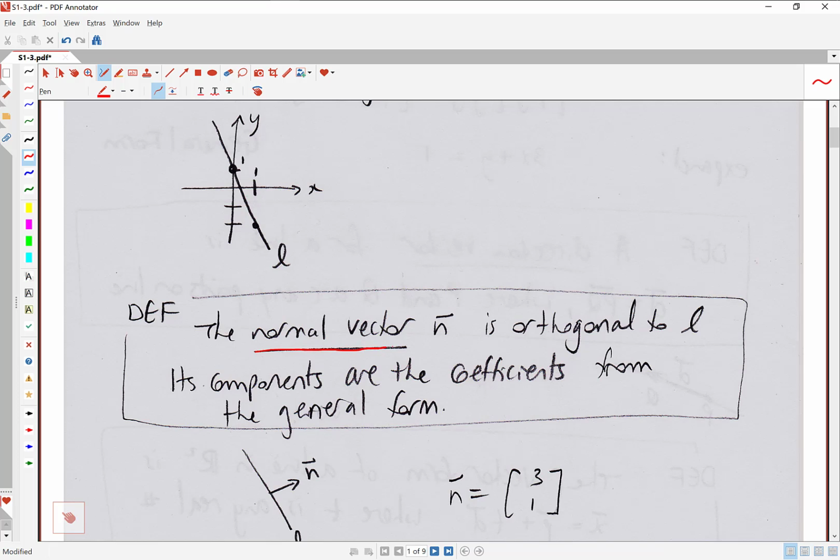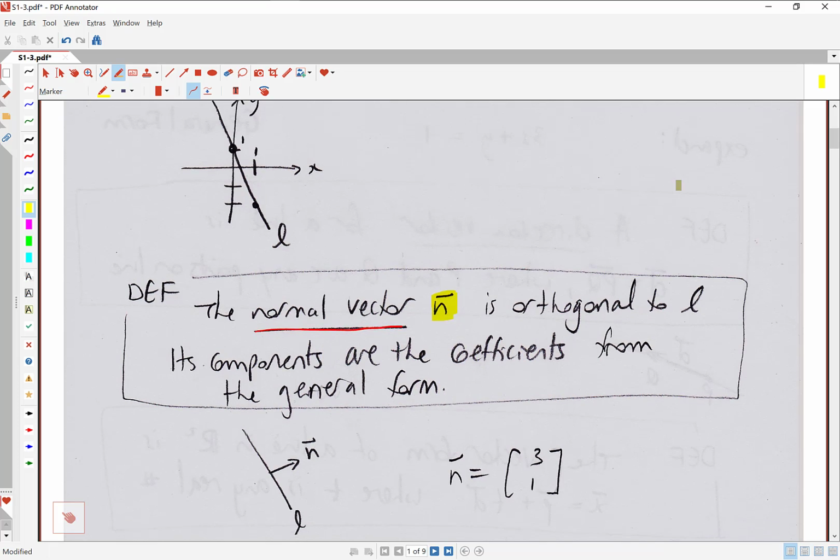Let's define the normal vector. So in symbols, we're going to write little n for our normal vector. A normal vector is orthogonal to a line, and its components are the coefficients from the general form. So let's think about this in the context of the example that we just did. The line that we graphed at the top of the screen had general form 3x plus y equals 1. So if you grab just the coefficients from that line, you're getting 3 and 1. If you put those into a vector, you get the vector 3, 1, and we're saying that's our normal vector. So to build the normal vector, just grab the coefficients from the general form.